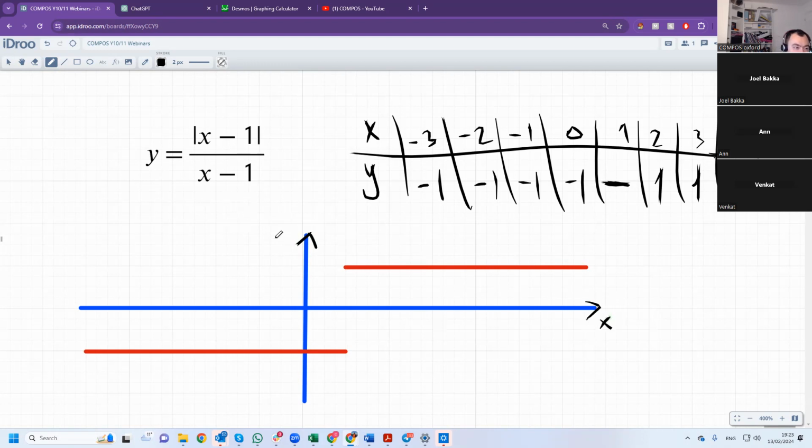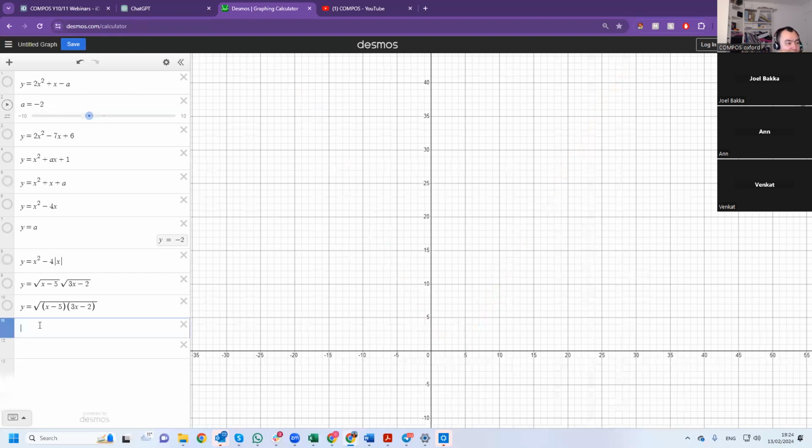So this is x, this is y, this is 1, this is minus 1, this is 1, this is 0. It doesn't exist at that point, so we would draw it like this. It doesn't exist at 1. So yeah, this is the graph. And if you do it in Desmos, y is equal to modulus of x minus 1 divided by x minus 1. Here it is.